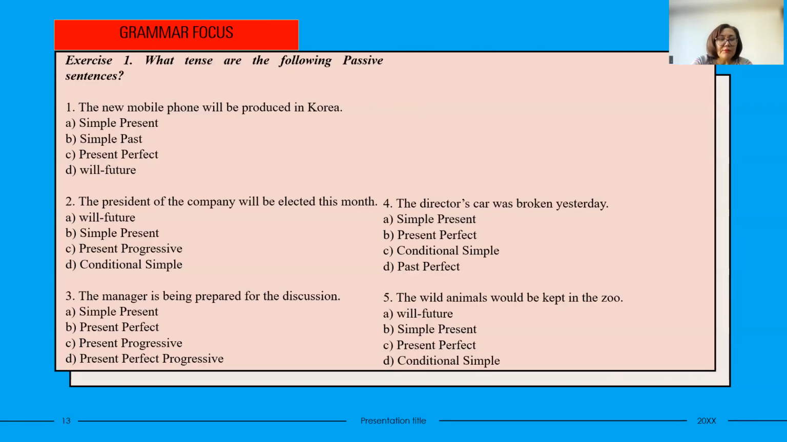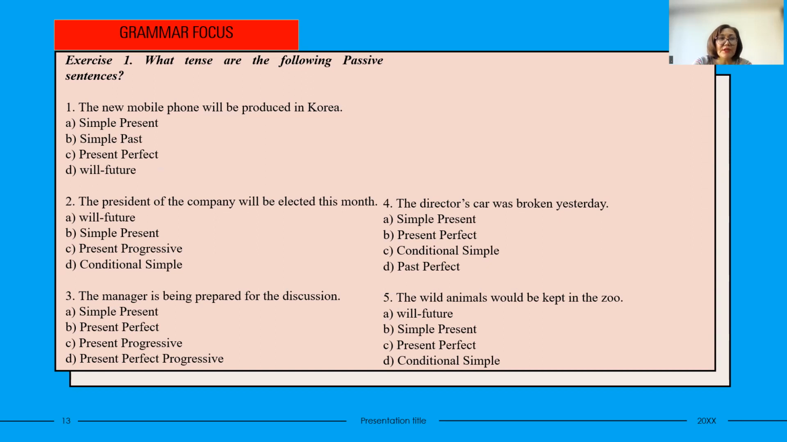So now, as a revision, please look at this exercise. What tense are the following passive sentences? For example, the new mobile phone will be produced in Korea. Which tense is it? Simple present, simple past, present perfect, or will future? Okay, this is, of course, future tense. The president of the company will be elected this month. Will future, simple present, present progressive, conditional simple?